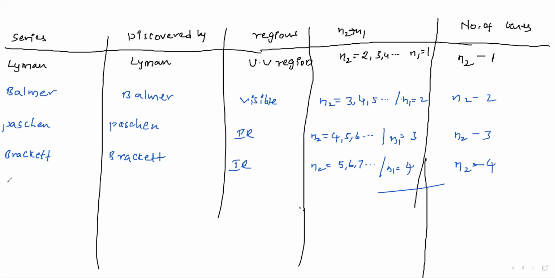After Brackett, Pfund, and then Humphrey. These scientists are the same as the series names, Pfund and Humphrey. And here both are IR region only.